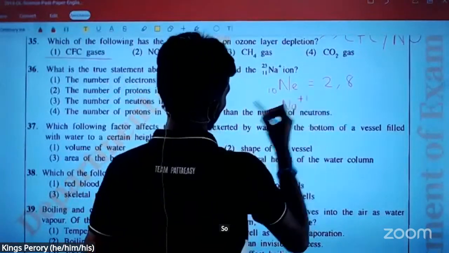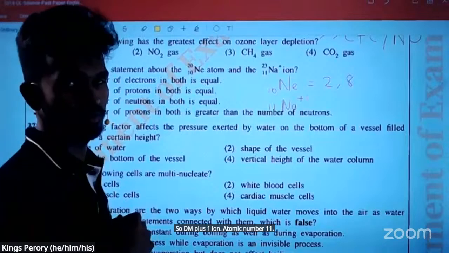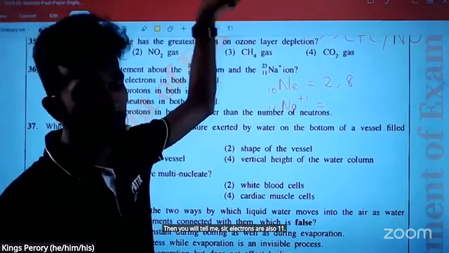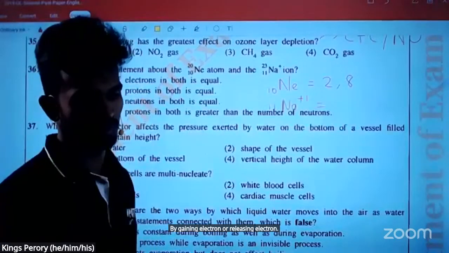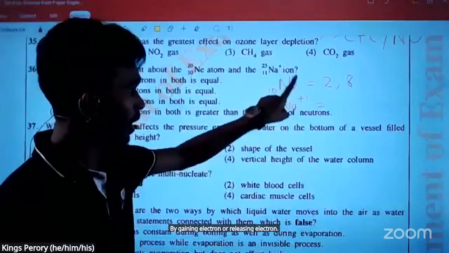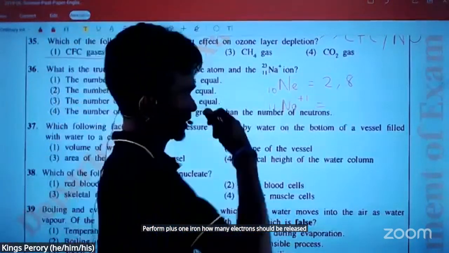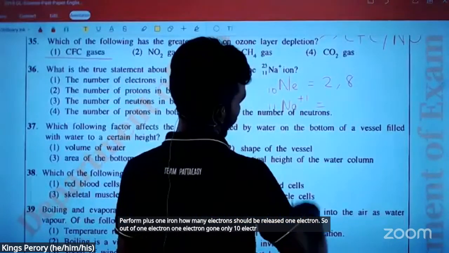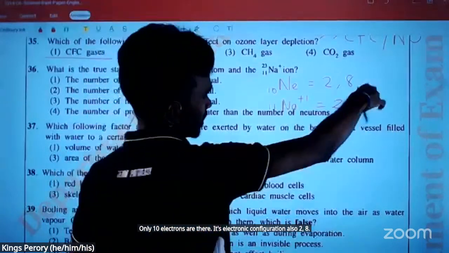Sodium plus 1 ion, atomic number 11. Then you will tell me, sir, electrons are also 11. No. Sodium plus 1 ion: how is a positive ion formed? By gaining an electron or releasing an electron? Releasing an electron. To form a plus 1 ion, how many electrons should be released? 1 electron. So out of 11 electrons, 1 is gone, only 10 electrons are there. Its electronic configuration is also 2, 8. That additional one is gone.